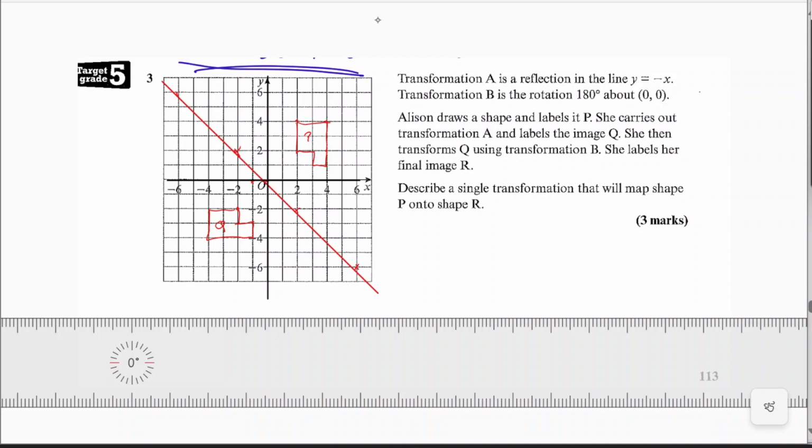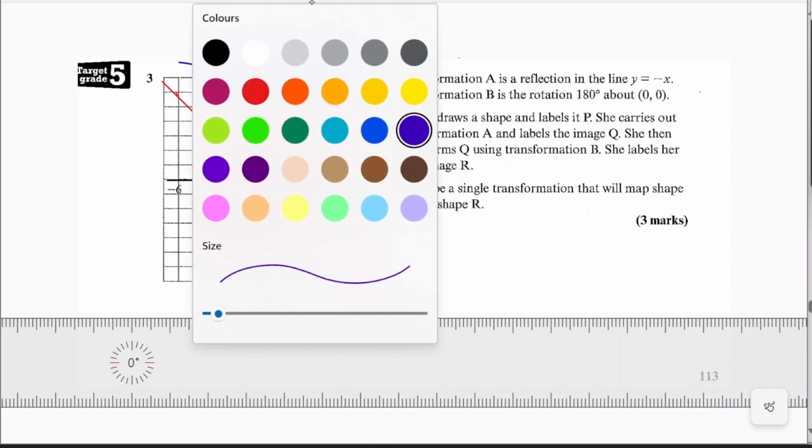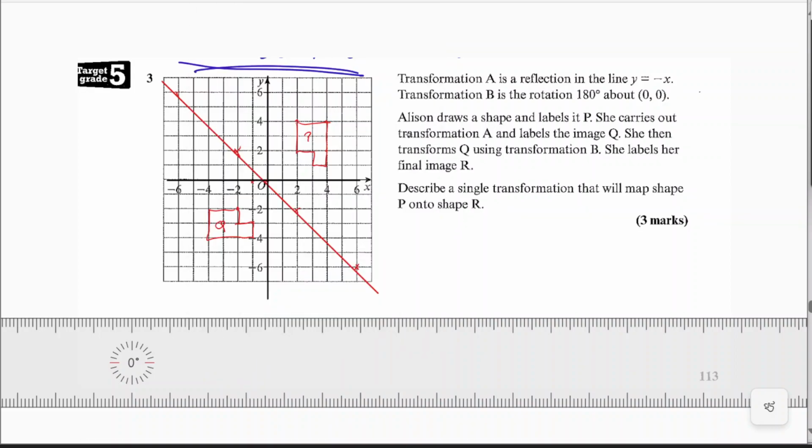So 180 degrees would take us to, slightly interesting. I'll do this in a different colour just because I'm actually going to overlap my shape, which I probably shouldn't have done, but that's fine. So if we think about where that would move, let's start with that one. So that point would go to there. Let's think about that one. That would go to there.